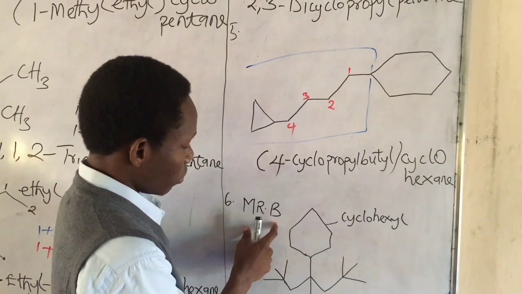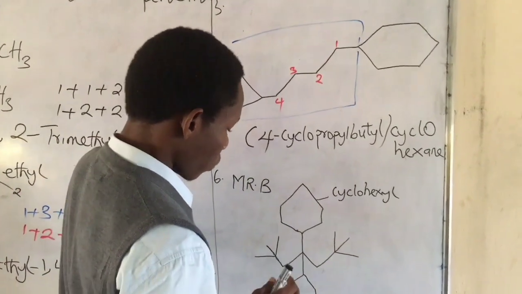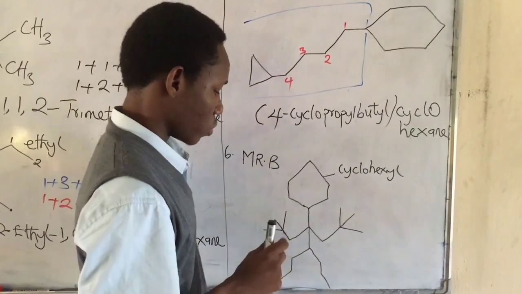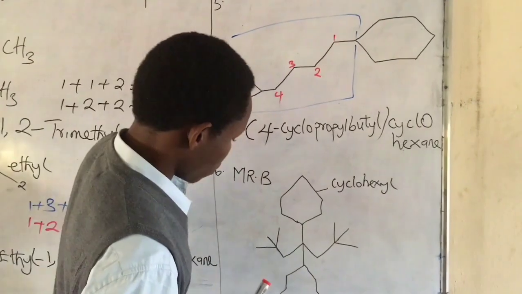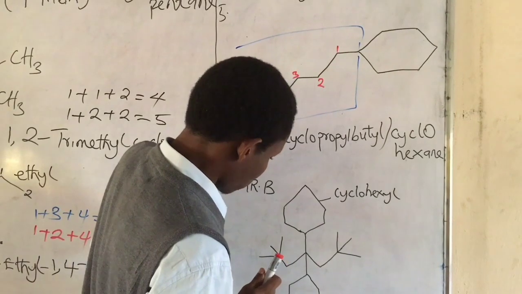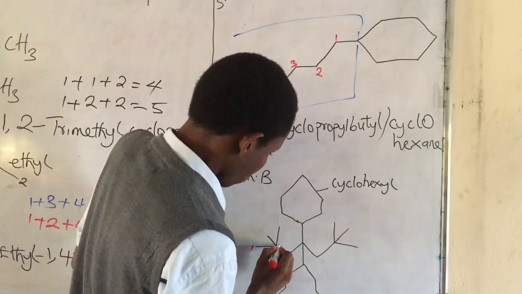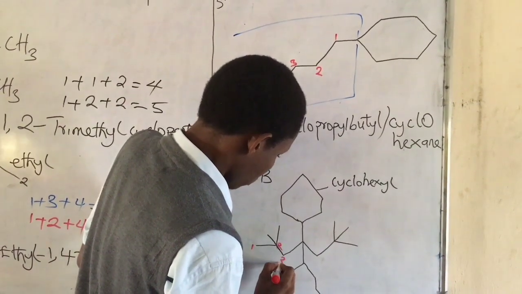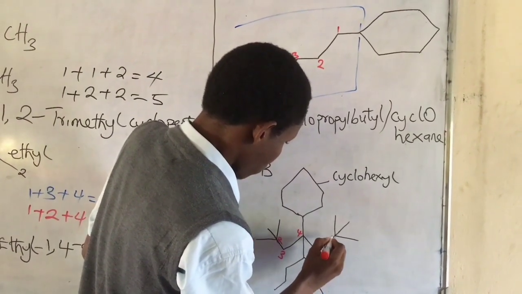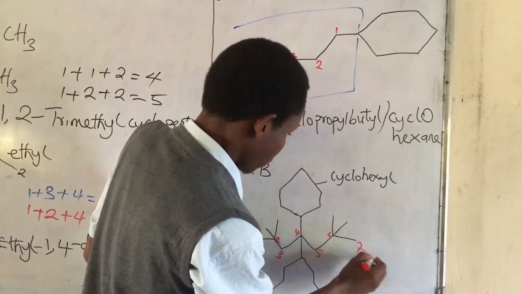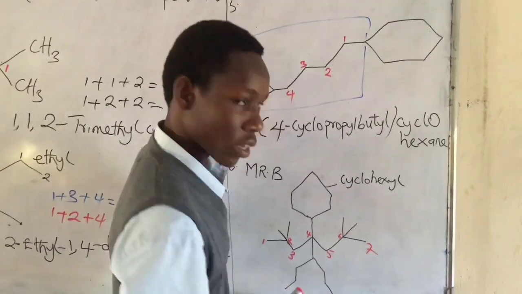So Mr. B has cyclohexyl as its substituent. The next thing we are going to do is to look for the longest chain. Let's use our red marker to do that. Let's come this way and number it this way: 1, 2, 3, 4, 5, 6, 7. If we number it this way, we'll be getting 7, which is heptane.